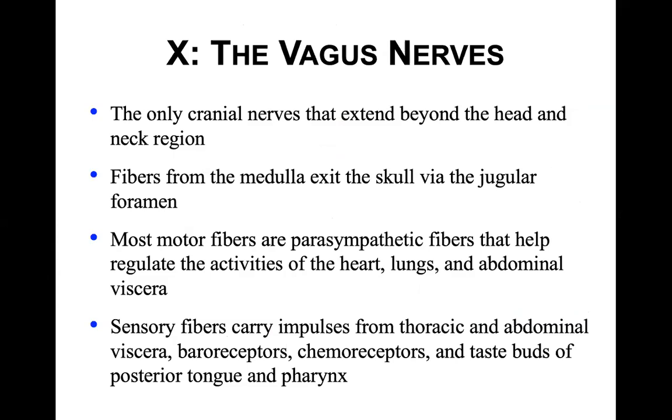Number 10 is the vagus nerve. This is the only cranial nerve that extends beyond the head and neck regions. Fibers from the medulla exit the skull via the jugular foramen. Most motor fibers are parasympathetic fibers that help regulate the activities of the heart, lungs, and abdominal viscera. The sensory fibers carry impulses from the thoracic and abdominal viscera, baroreceptors, chemoreceptors, and taste buds of the posterior tongue and the pharynx.